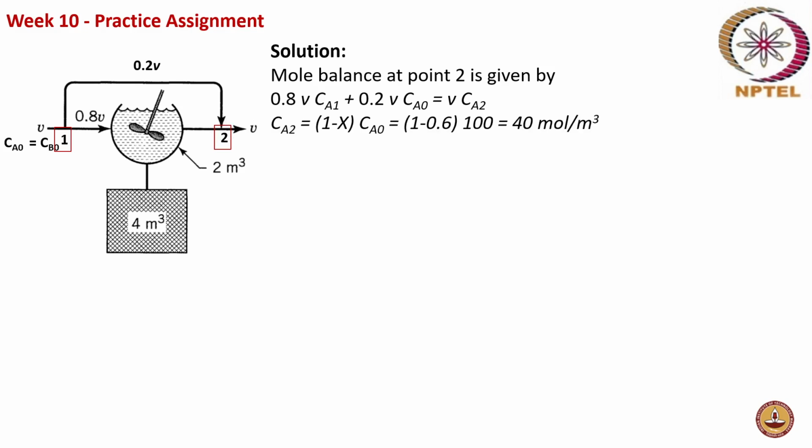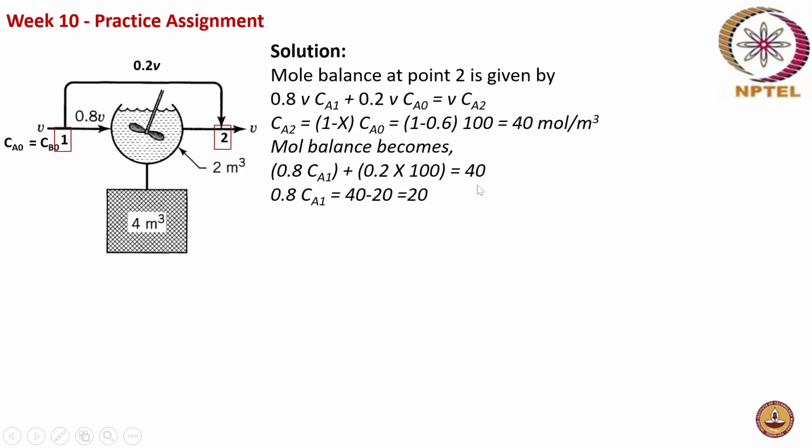And it's been given that the conversion at point 2, the final concentration that is coming out, is 60%. That means Ca2 is 1 minus x into Ca naught, which is 1 minus 0.6 into 100, that is 40 mole per meter cube. This is what is coming out. Now the mole balance becomes, we can cancel V here. So 0.8 into Ca1 plus 0.2 into 100, because here again Ca naught is equal to 100, is equal to 40. So substituting the values and rearranging.